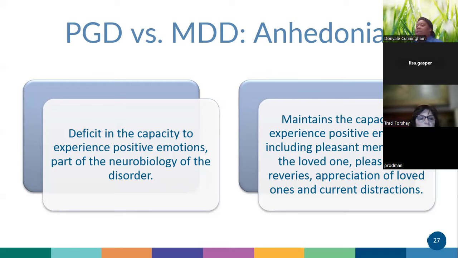All right, so being deficient in the capacity is prolonged grief disorder, and then maintaining the capacity to experience those positive emotions is major depressive disorder. So again, in prolonged grief disorder, anhedonia is often restricted to activities related to the deceased, while in major depressive disorder, anhedonia is more pervasive and affects a wider range of life experiences, leading to a general lack of interest in previously enjoyable activities. So again, sometimes prolonged grief disorder can be mistaken for major depressive disorder.